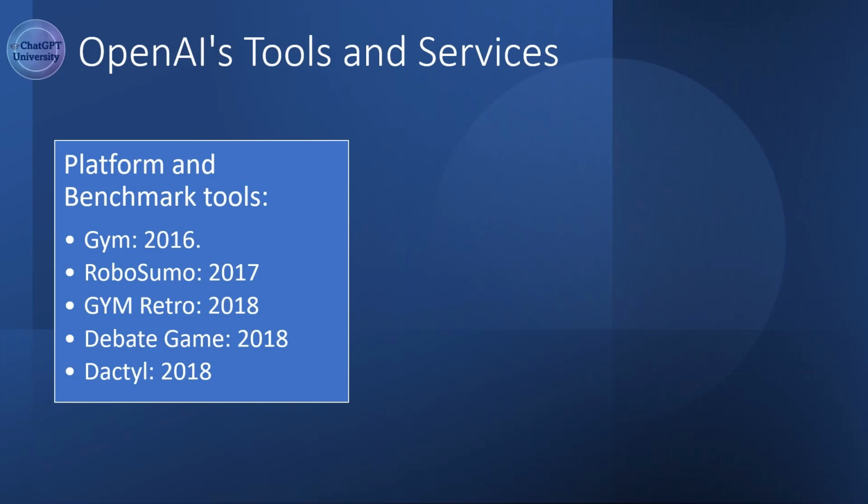In 2018, OpenAI launched the Debate Game, which teaches machines to debate toy problems in front of a human judge. Developed in 2018, Dactyl uses machine learning to train a Shadow Hand, a human-like robot hand, to manipulate physical objects.